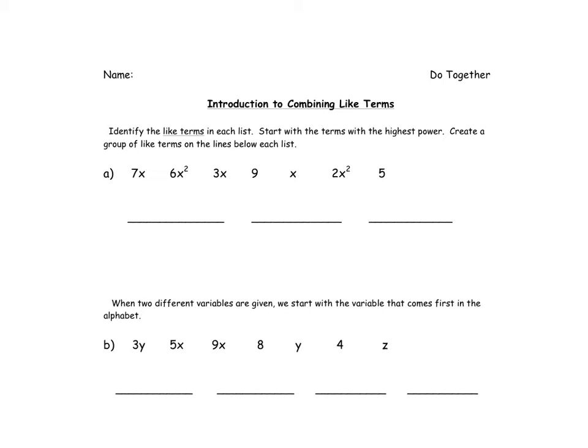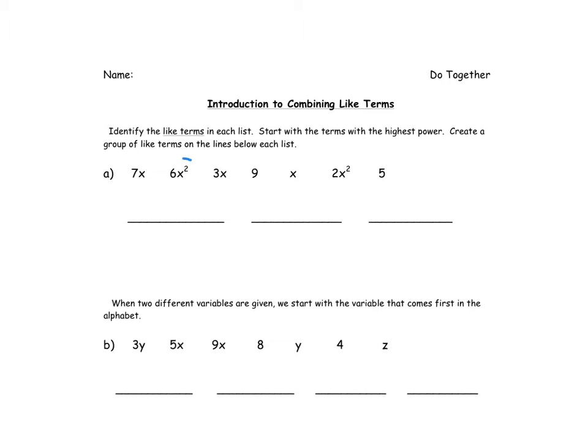So the directions go on to say start with the terms with the highest power. Create a group of like terms on the lines below. So this is what it's going to look like. I have a series of terms. This one has an x, x squared, a number, plain x's. So let's go ahead and start like they ask us to with the numbers with the highest power.